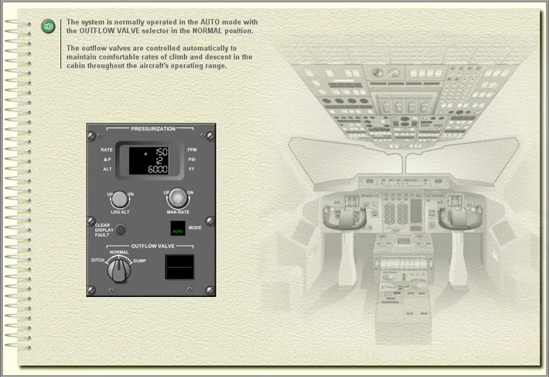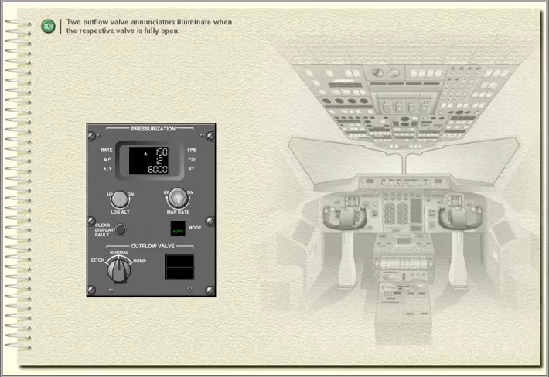The system is normally operated in the Auto mode with the outflow valve selector in the normal position. The outflow valves are controlled automatically to maintain comfortable rates of climb and descent in the cabin throughout the aircraft's operating range. Two outflow valve annunciators illuminate when the respective valve is fully open.